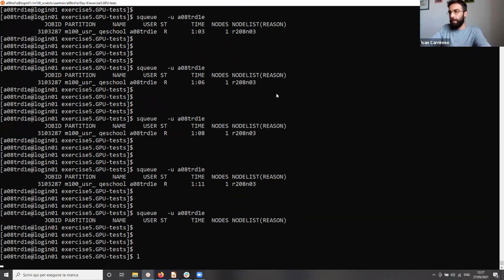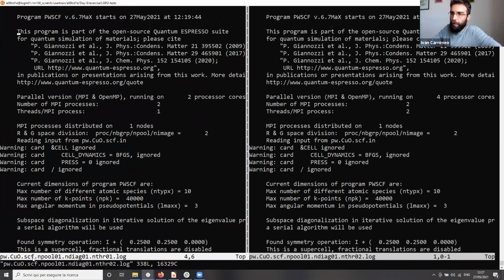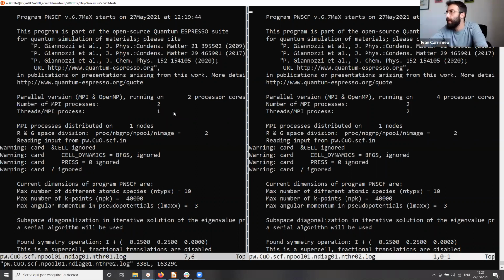Now my calculation is finished, so I can compare 1 thread with 2 threads. The first thing we see is that with 1 thread, we were running on 2 processor cores: 2 MPIs, 1 thread per MPI. So we are using 2 GPUs and 2 CPU cores, deployed with 2 MPI processes.